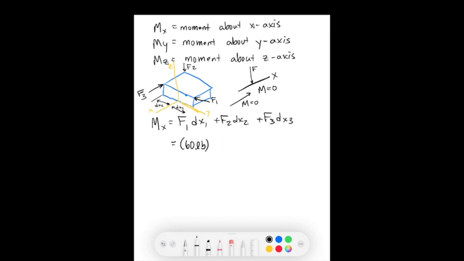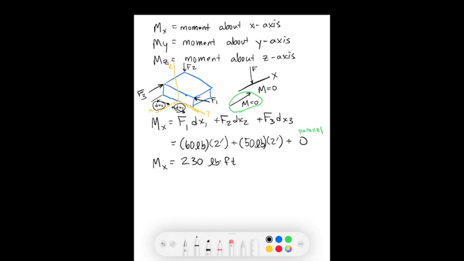Okay, so what we see is that dx1, this distance here, is equal to 2 feet. Force 2, we're told, is equal to 50 pounds. And that distance is also equal to 2 feet. Force 3 is 0 because force 3 is parallel to the x-axis. So this one is parallel, so its moment is 0. So we see that the moment about the x-axis is equal to 230 pound-feet.